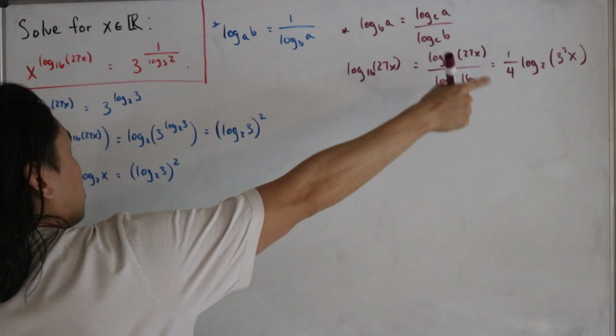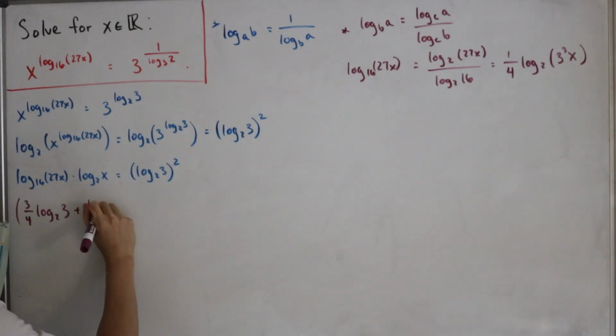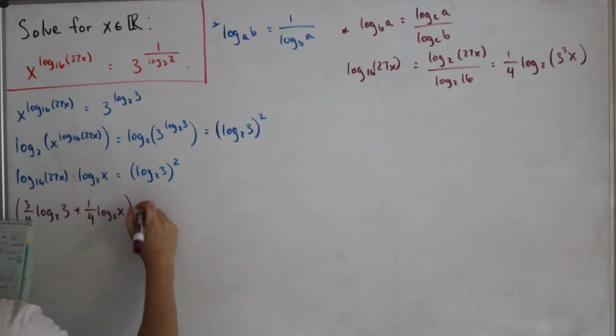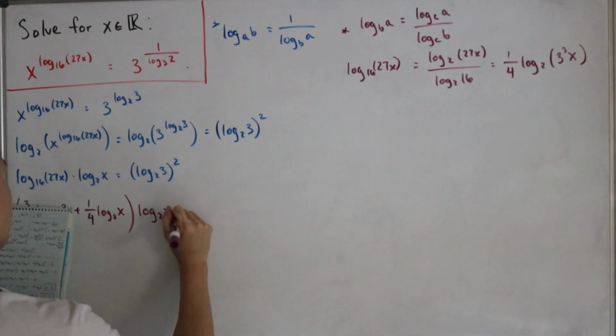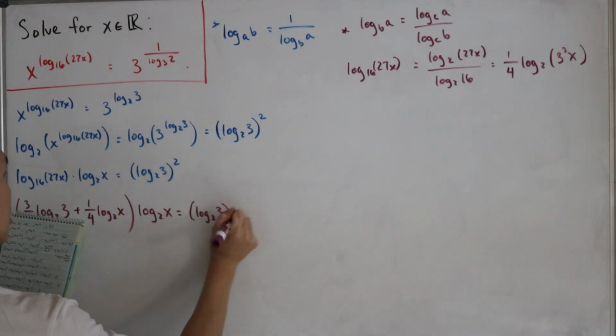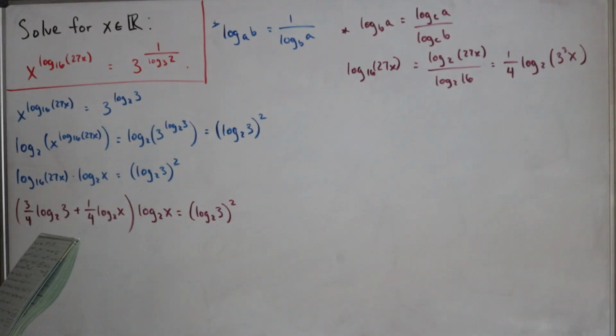That's simply because the exponent of 3, just move that to the front. And then add this with 1 divided by 4 times log base 2 of x. All right, and then we're still multiplying with log base 2 of x. And then, of course, we're still with log base 2 of 3, and then quantity square. Okay, so now how do we actually continue forward with this?